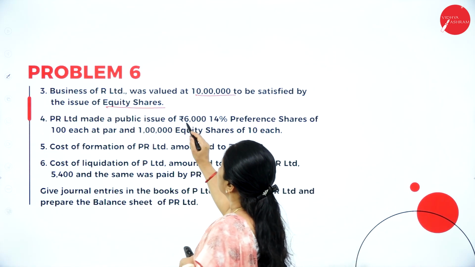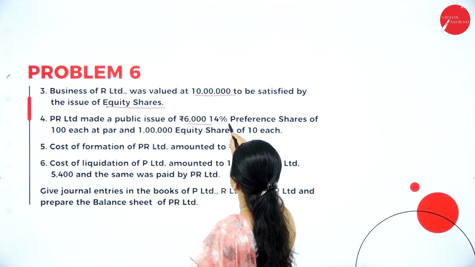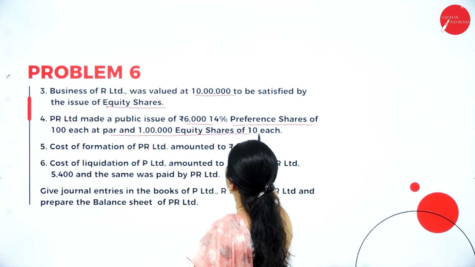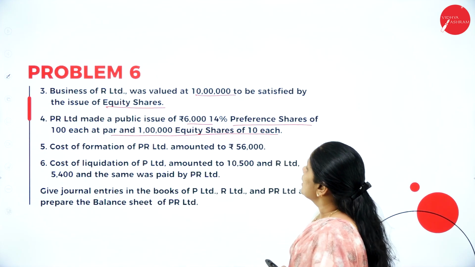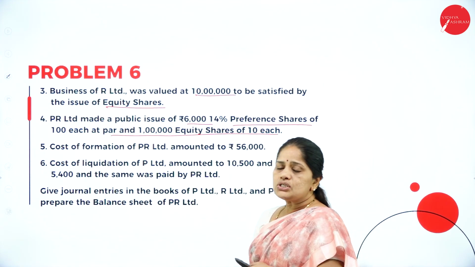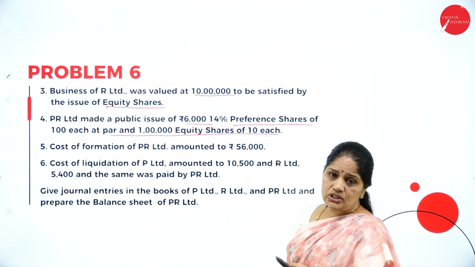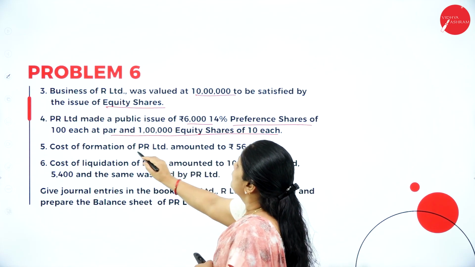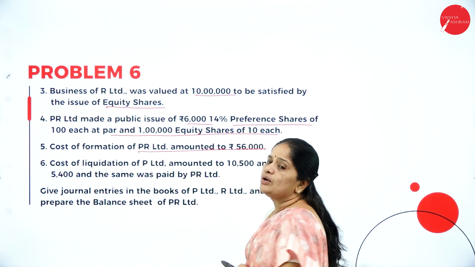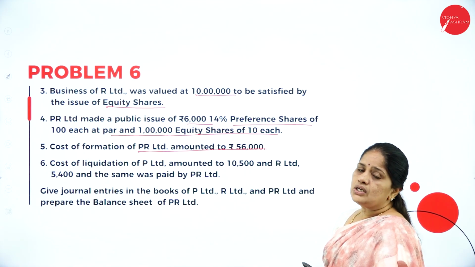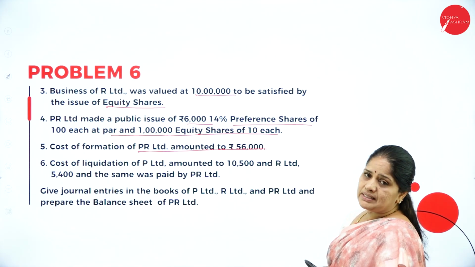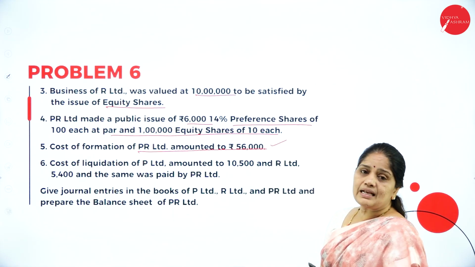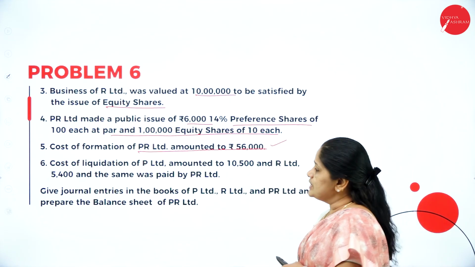PR Limited made a public issue of 6,000 14% preference shares of rupees 100 each at par and 1 lakh equity shares of rupees 10 each. So, in addition to all this, they have also made a public issue. Then, the cost of formation of PR Limited amounted to 56,000. So what are the formation expenses? What we call the preliminary expenses came up to 56,000.